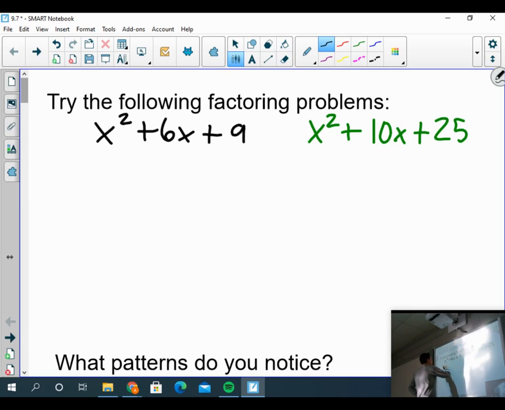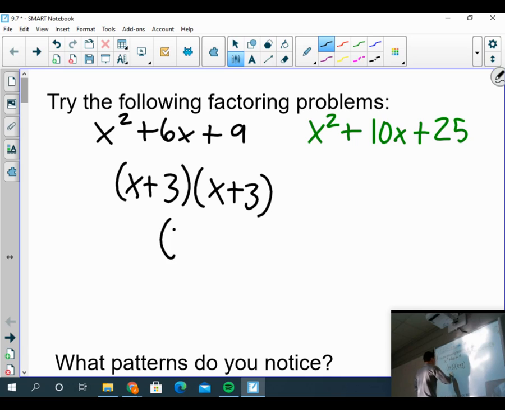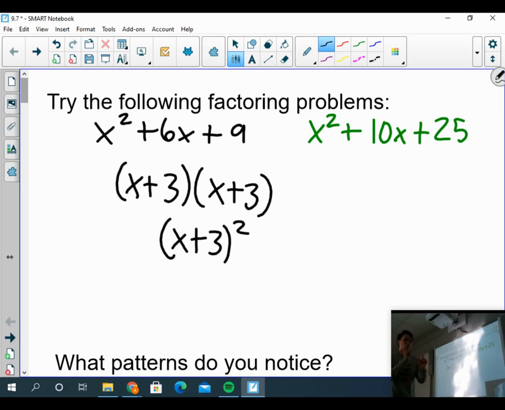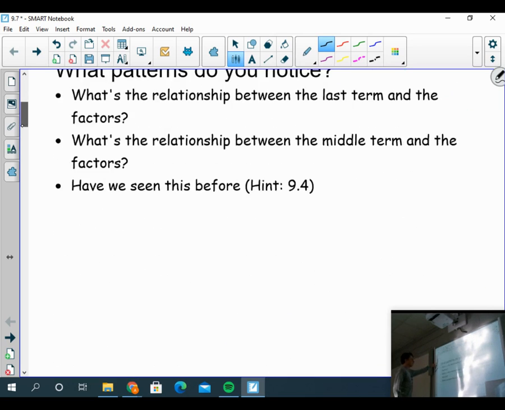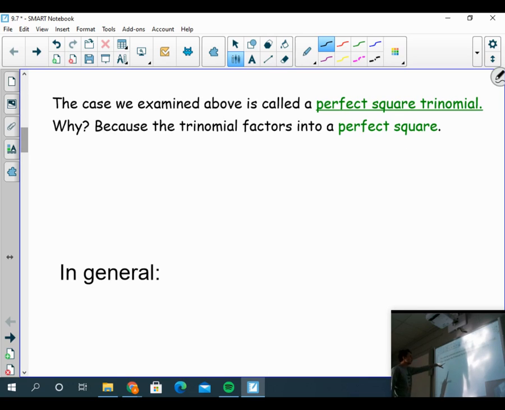X squared plus 6x plus 9, again, to rewrite the answer, factored into x plus 3 times x plus 3, which was x plus 3 squared. The trinomial factored into a perfect square, where two of the exact same thing are multiplied together. Okay, so it's called a perfect square trinomial because the trinomial factors into a perfect square, namely x plus 3 squared.